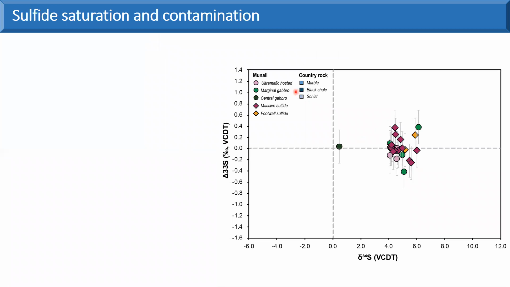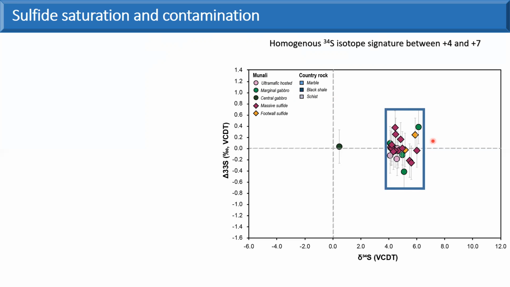So one of the questions is, what is the source and the mechanism for forming sulfide saturation and forming a sulfide liquid? And we've tried to answer this by looking at sulfur isotopes. And what we can see is that the bulk of this sulfur shows a homogeneous signature between +4 and +7 for sulfur 34. And if we compare this to the country rock sulfur signatures, we see that we've got a schist that shows isotopically like signatures.